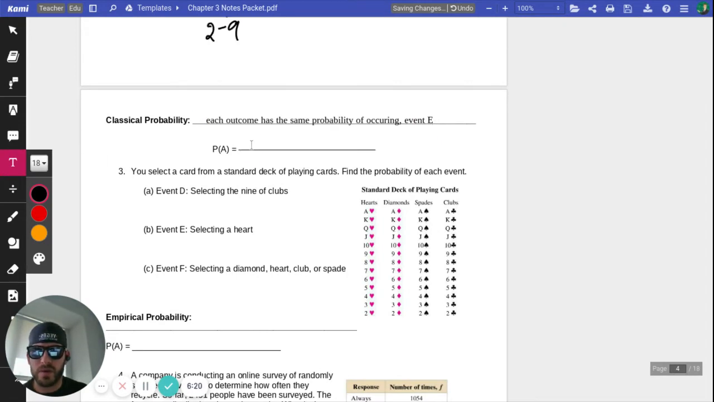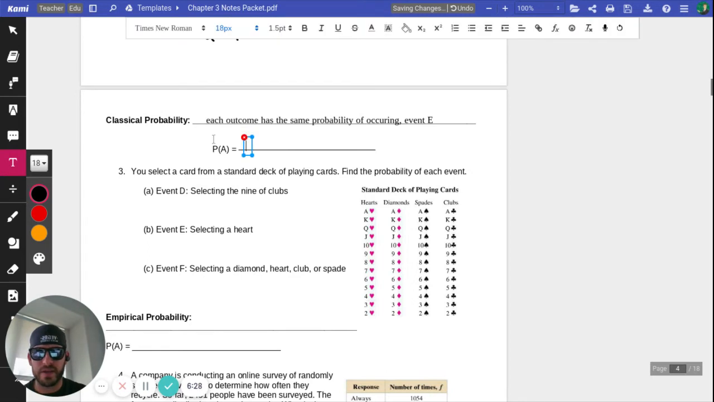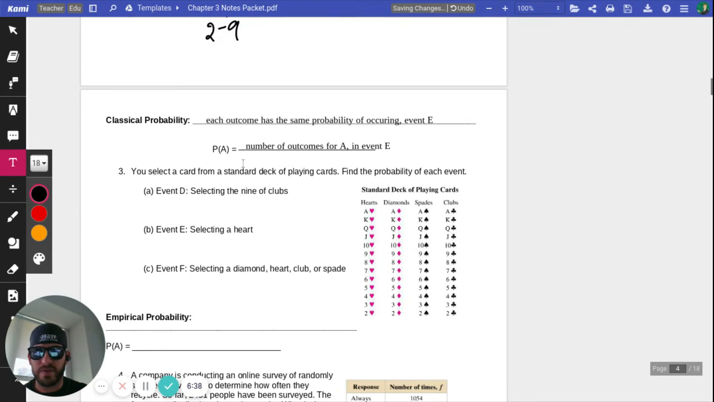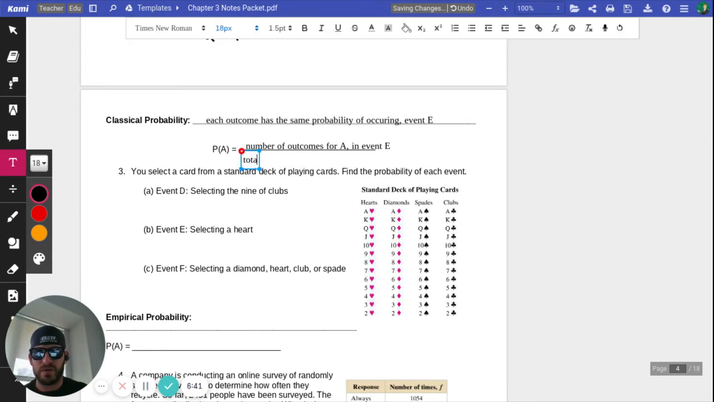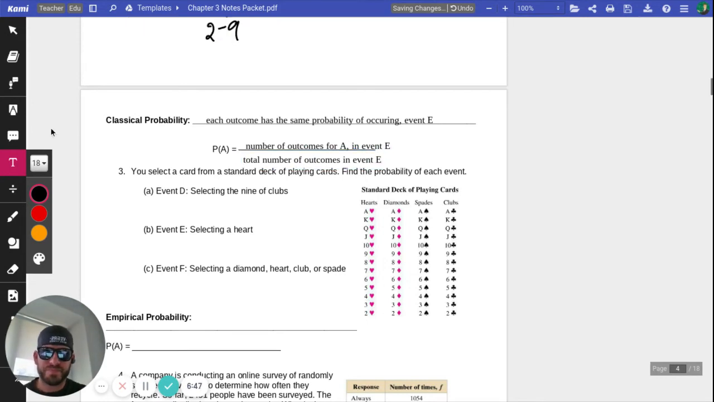Our formula for the probability of outcome A, or our success happening, is the number of outcomes for A in event E, and we're going to divide that by the total number of outcomes in event E. So let's practice that here.